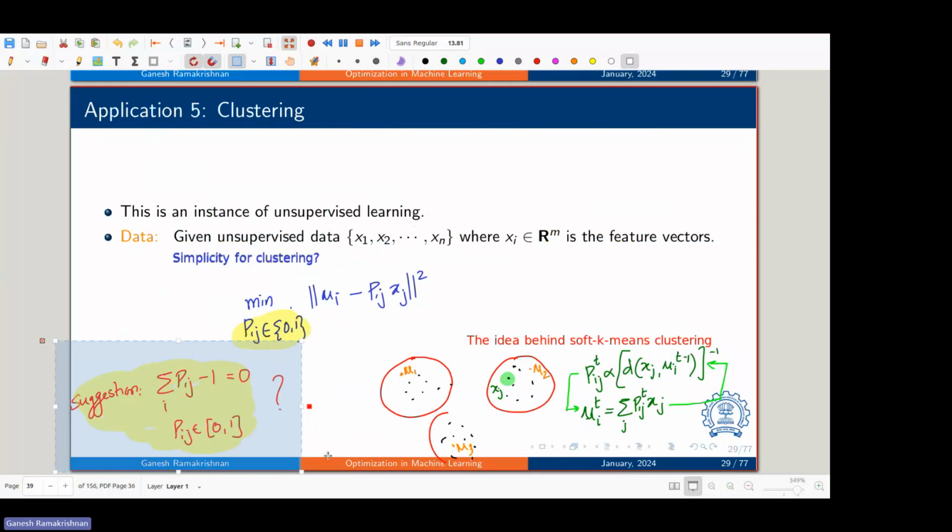Another simplicity is that Pij is a real value between 0 and 1. But for all the clusters that a point can belong to, the summation over i of Pij should be 1. Which means a point should have membership that sums to 1 across all the clusters. Membership sums to 1.